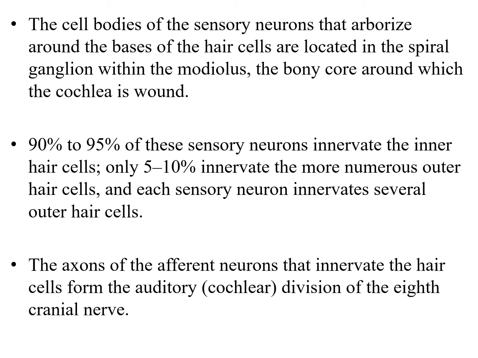Now the axons of the afferent neurons that innervate the hair cells form the cochlear division of the 8th cranial nerve. So the ganglion is the spiral ganglion. From it, one process reaches the hair cells, while the other process, which is going towards the central nervous system, they all club together to form the cochlear division of the 8th cranial nerve.